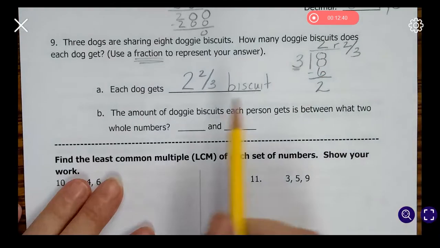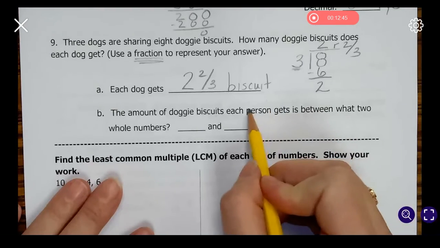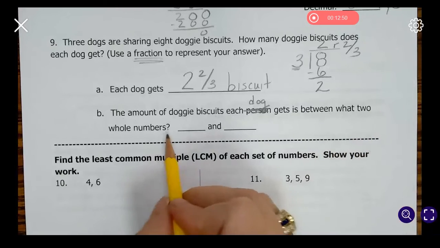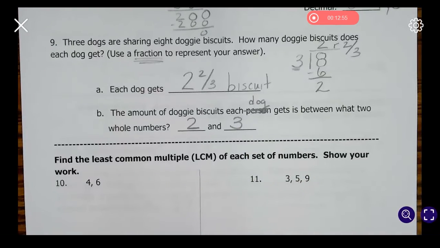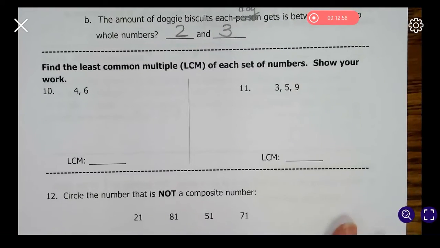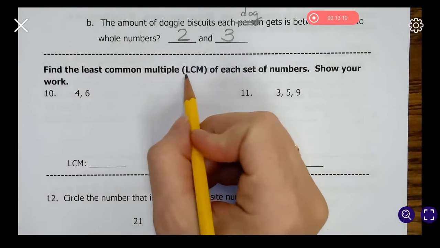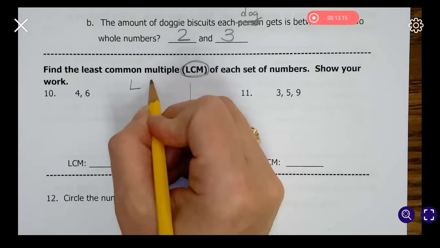Okay, now the amount of doggy biscuits each dog gets is between what 2 whole numbers? Well, that would be between 2 and 3. All right, find the least common multiple of each set of numbers. Show your work. Now, again, what I like about greatest common factors and least common multiples is the directions are right in the name. So least common multiple.